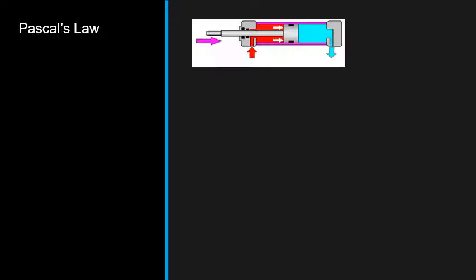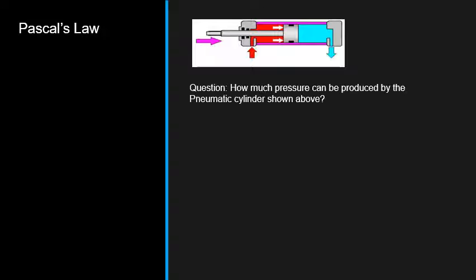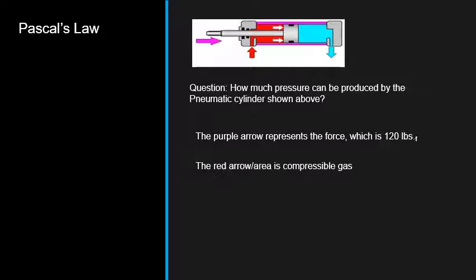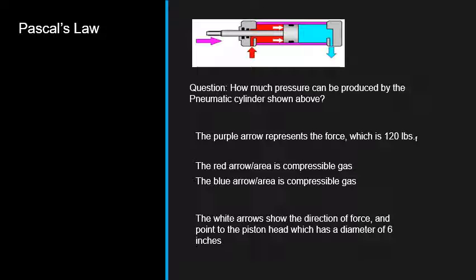Let's look at an example of how Pascal's law might be applied. We have a pneumatic cylinder here, and we're going to try to answer the question, how much pressure can be produced by the pneumatic cylinder? First of all, the purple arrow is showing you where the force is being applied, and the force here is 120 pounds. The red area is compressible gas, and the blue area is also compressible gas. The white arrows show the direction of the force and point to the piston head, which has a diameter of 6 inches.